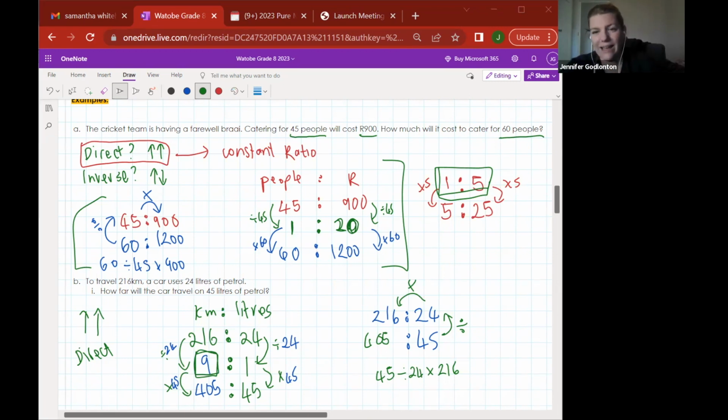Yeah, Nelson, how can I help? Sorry, how did we get the 9? So, yeah, sure, no problem. On the right here, we wanted to get this ratio down to 1. And so we needed to divide that side by 24 to get to the 1. And what we do to one side, we have to do to the other side. So here we say 216 divided by 24, and that gave me the 9. Okay? Sure. Okay, cool.